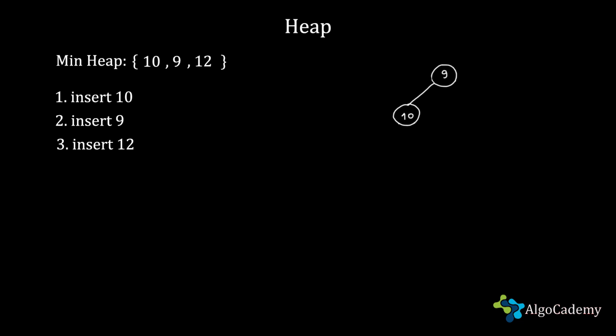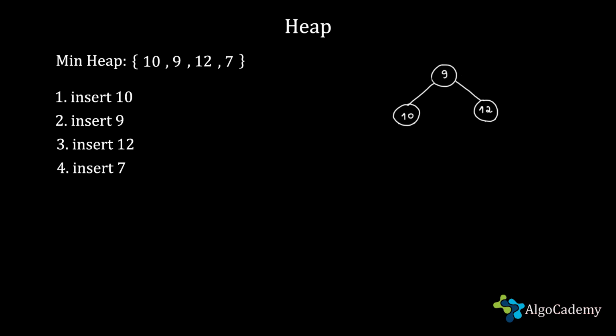Now let's insert the value 12. The lowest level is level 1, which is not completely filled. So we will create a new node of value 12, and this node will be the right son of the root. Does this new node satisfy the property of the min heap? It does. 12 is greater than or equal to 9. So our binary tree is still a min heap, no changes needed.